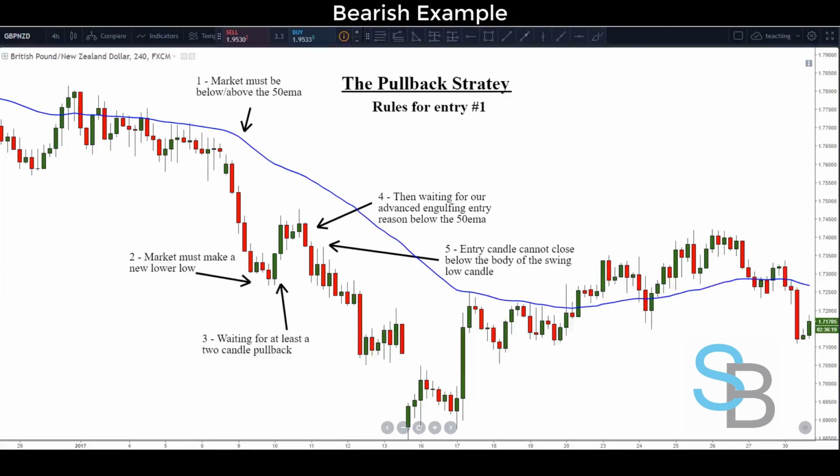Welcome to the pullback strategy. In this lesson, you'll be learning the rules associated with the pullback strategy and everything you'll need in order to test and trade this strategy when it comes to the rules involved.